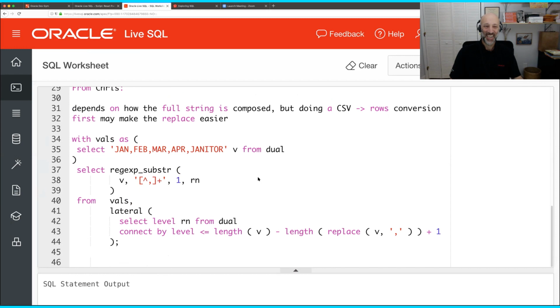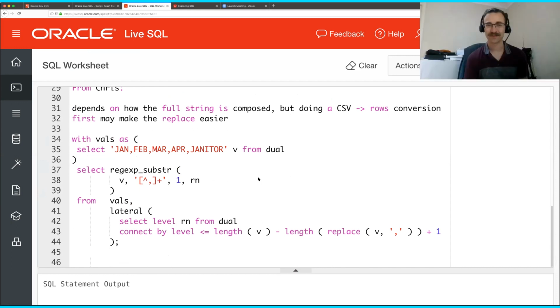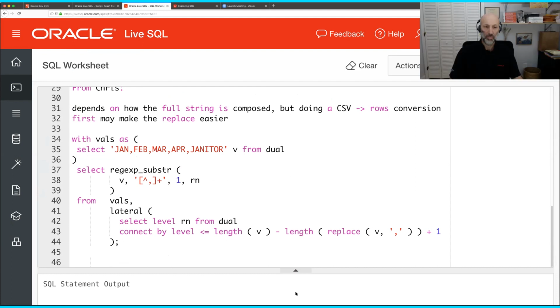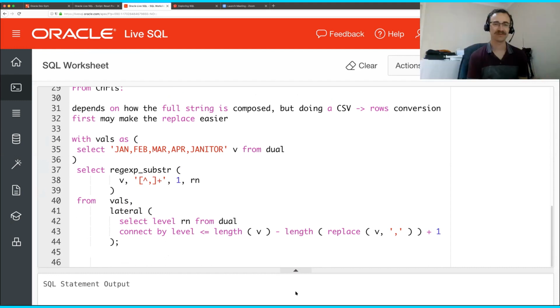Now, in terms of how you fix that with regular expressions, I don't know exactly. So my idea was you do a CSV to rows on this, assuming that pretty much they're all just single word values. You can split that out, convert them into rows, and then each row is either just going to be Jan, Feb, March, April, janitor. They're going to be the 5 rows you'll get as the output, and then it's much easier to write any kind of replace or regular expression to do it. I'm sure it's possible within a single regular expression, but that's starting to blow my mind a bit.